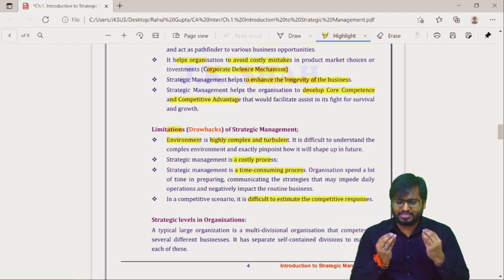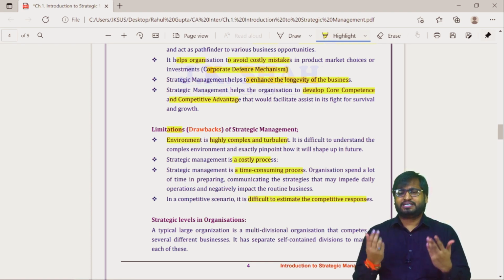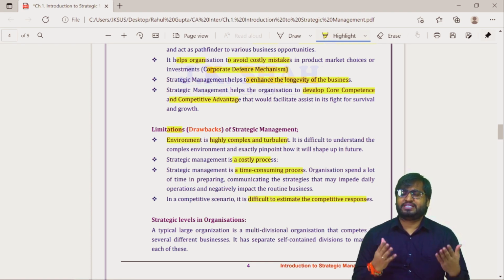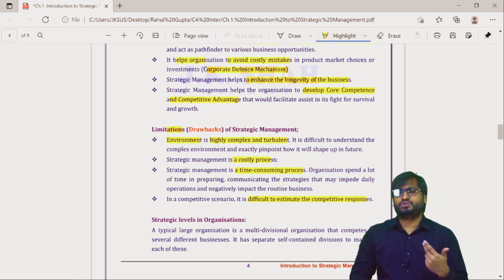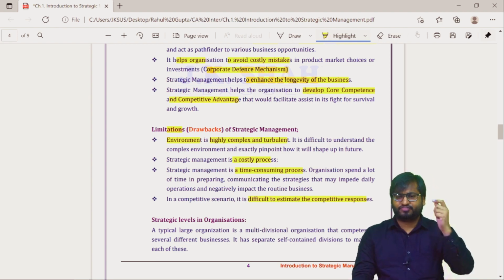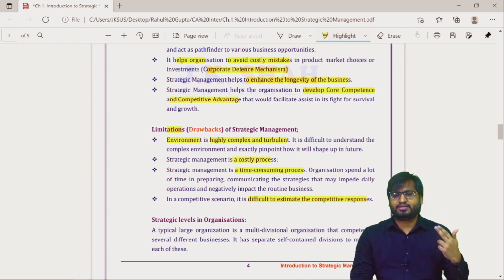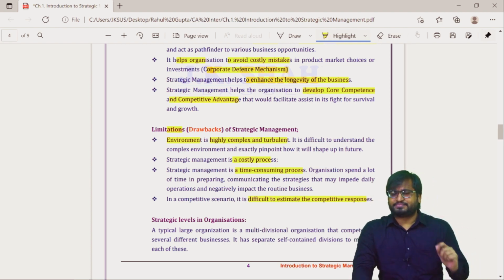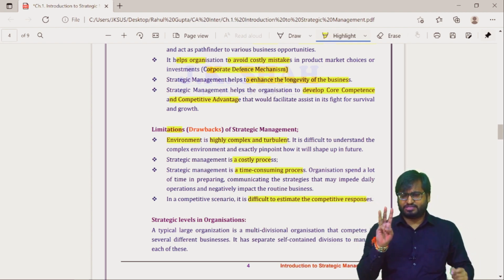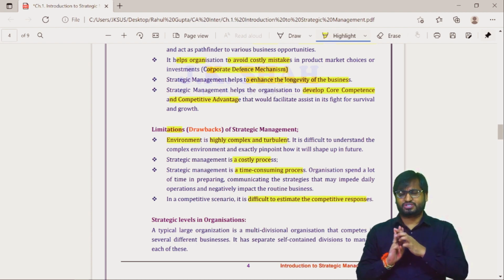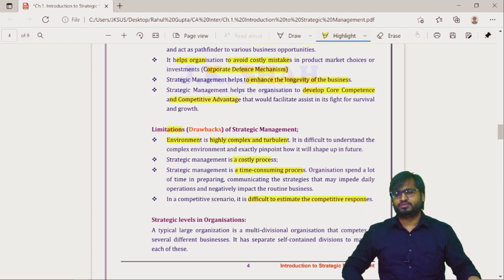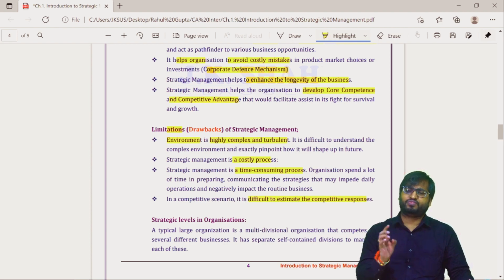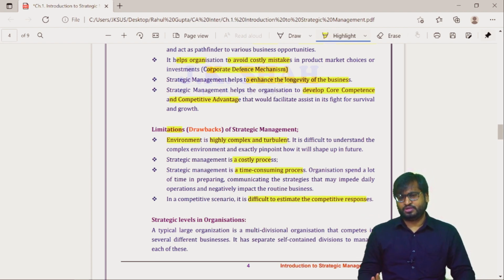Generally, the institute will ask you to discuss the various strategic levels in an organization. In that scenario, what will you have to write? You will have to write the different levels, who all are included in those levels, and what their job and responsibility are. So let's start. Three levels: corporate level, business level, functional level. The corporate level will include the chairman, CEO, board of directors, and senior executives.